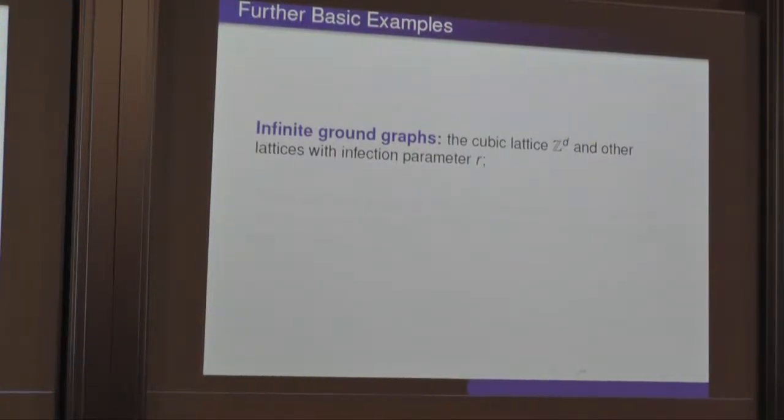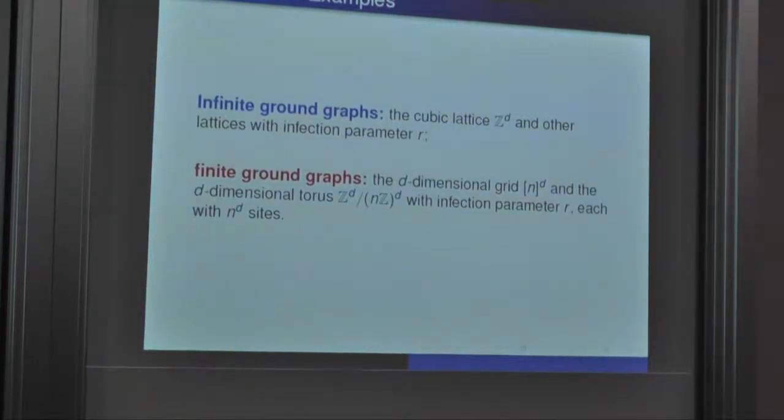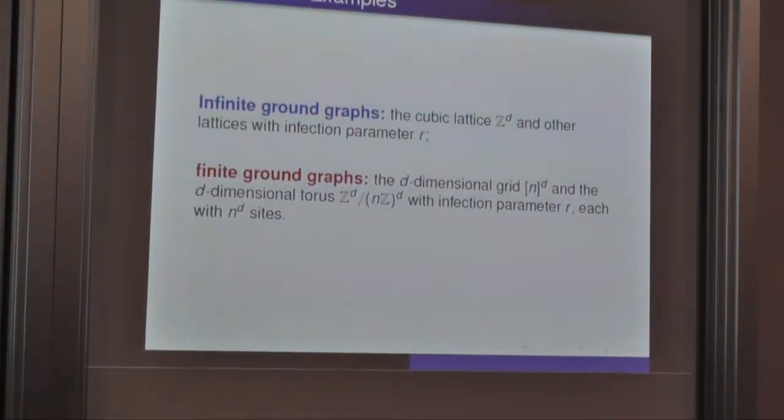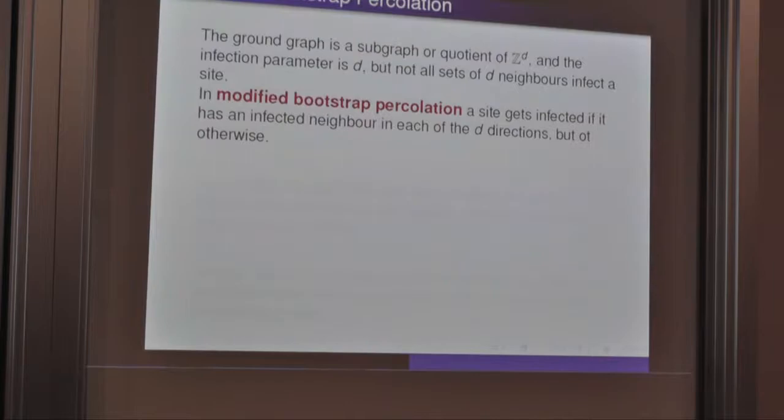Of course, we can take infinite graphs, and percolation theory is always on infinite lattices. So the natural thing at the beginning was to take it on the infinite lattice, but we can also take it on finite graphs. The basic example is the d-dimensional n by n by n grid, or the similar torus. There are lots of variants. Just about the simplest variant is the so-called modified bootstrap percolation, which was invented to make the problem solvable, which otherwise would not be solvable.